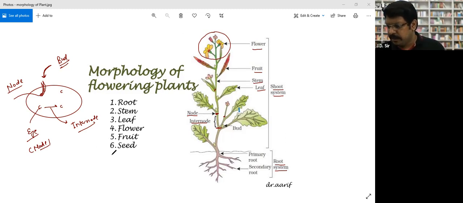Then I will start with this part, the root system. Then we will go to this part, right? Root system. So before going into root system, I will have at least 10 questions. I'll ask questions to all of you. This is open for all of you. Anyone can answer.